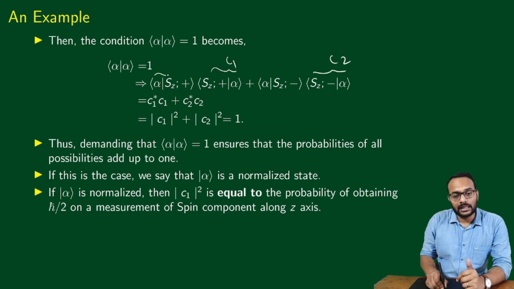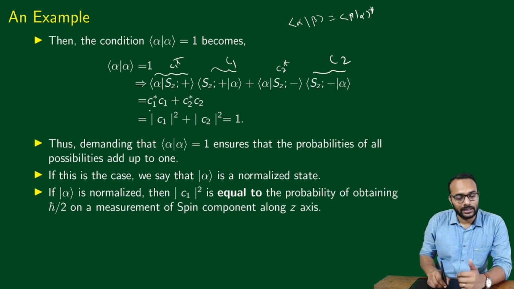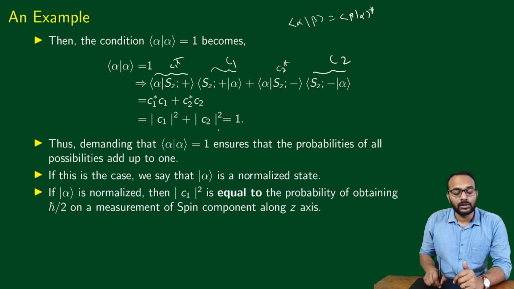So using the rule that bra alpha ket beta is equal to bra beta ket alpha star, we know that this is C1 star, and this thing is C2 star. So the condition that the bracket of alpha with itself equals 1 becomes C1 star C1 plus C2 star C2 equal to 1, or modulus of C1 squared plus modulus of C2 squared equal to 1.